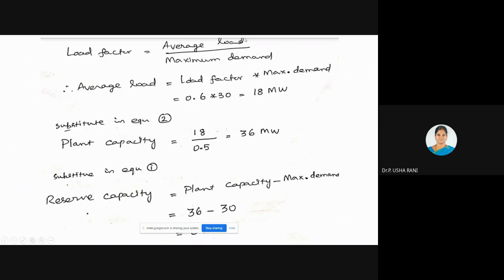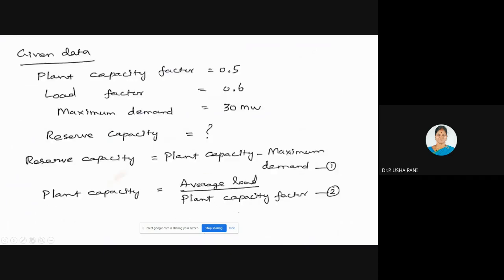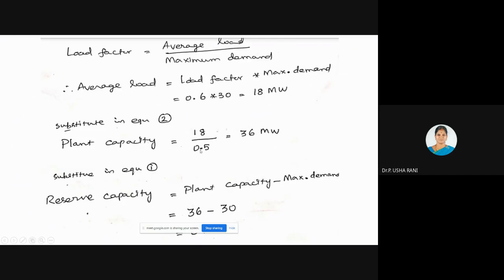So from that, I'm going to find out my average load, which is, you have to multiply load factor into maximum demand. So I'm substituting load factor given data as 0.6 into 30 megawatt as the maximum demand. So the answer is 18 megawatt as my average load. Then 18 megawatt divided by plant capacity factor 0.5 gives plant capacity as 36 megawatt. Then I know my plant capacity.